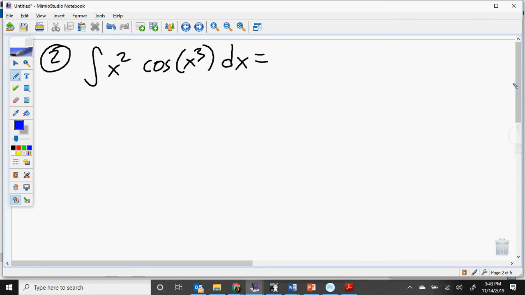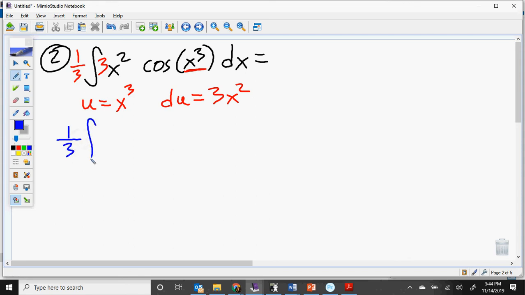Number 2. Number 2 is an indefinite integral, because I don't have an interval. I do need a u substitution. I'm going to let the inside be my u. du is 3x squared. I have an x squared, I just need a 3. So I'll put a 1/3 up front. So 1/3 integral cosine of u du.